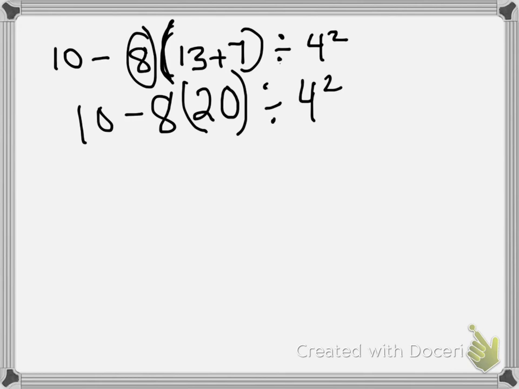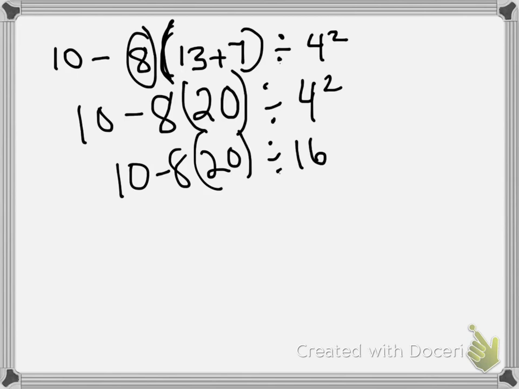So 4 times 4 is 16. And I'll bring down everything else that we haven't done yet. All right, so now I am ready for multiplication and division. And like I said, this 8 up against the parentheses means 8 times the 20. And 8 times 20 is 160. So I'll go ahead and put that.